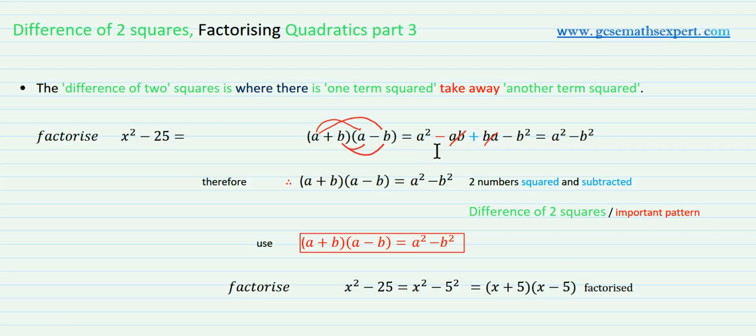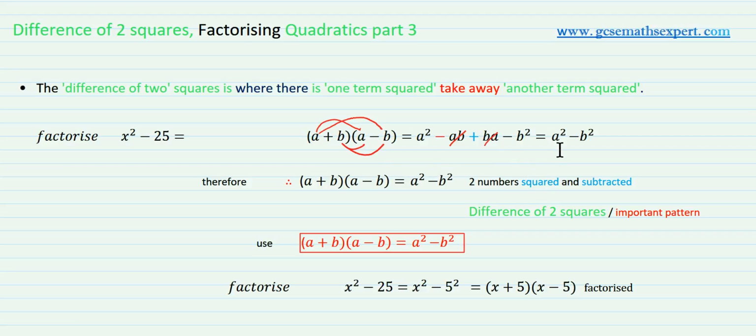Now we collect the terms here. So we have a squared, and then we have minus ab plus ba. So this is a negative and a positive, so they cancel out. You cross them out, so it's nothing, 0. Then what we are left with is minus b squared.